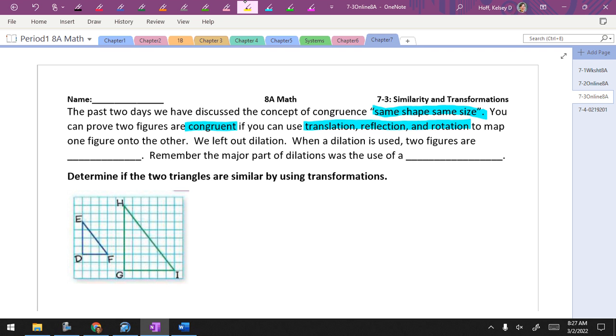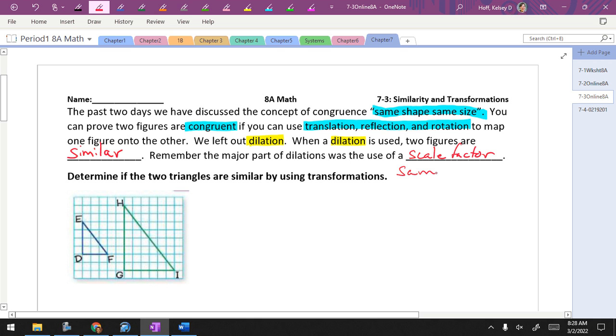But today we're going to talk about dilation. And remember, dilation is used when two figures are similar. They are similar. Remember, the major part of dilation was the use of a scale factor. So with dilations, we're going to change the size. So we're going to have the same shape still, but it's going to either get larger or it's going to get smaller. Okay? We're either going to enlarge it or reduce it.